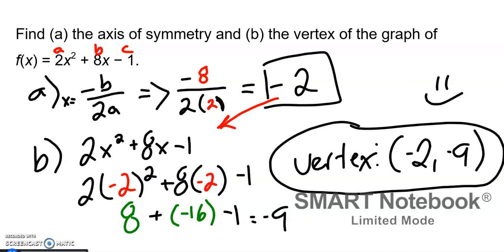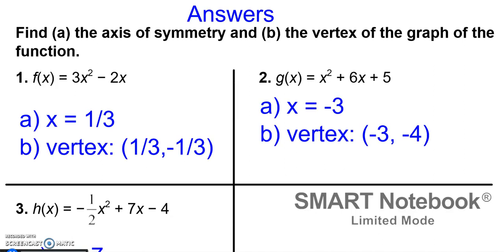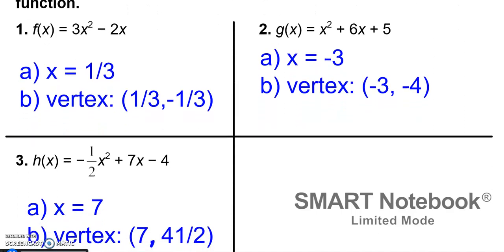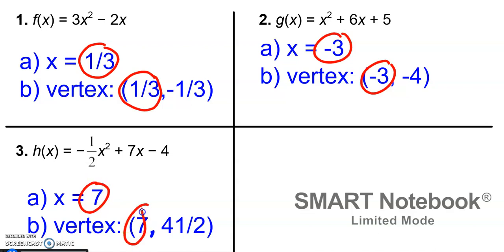Awesome job. So proud of you. All right, here are 3 problems for you to try out on your own. Try them out, and then I'm going to show you the answers in the next slide. Perfect. So here are the answers to the 3 problems that I asked you to attempt. Okay. Notice, again, that the x value of your vertex is the axis of symmetry every single time. Awesome. Great job, everyone. Doing so well.